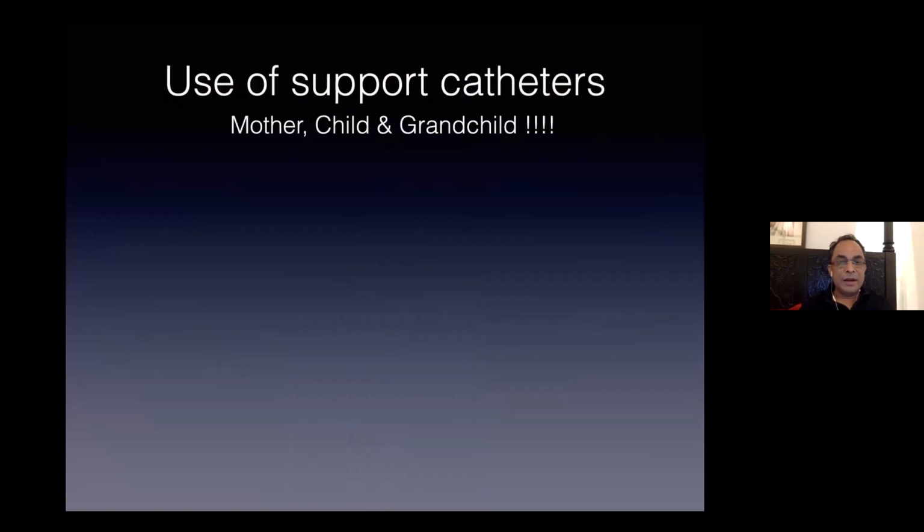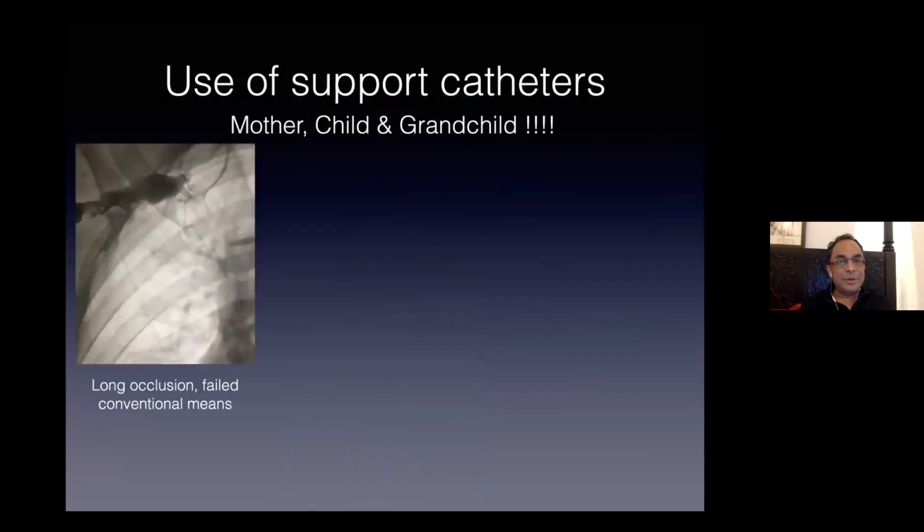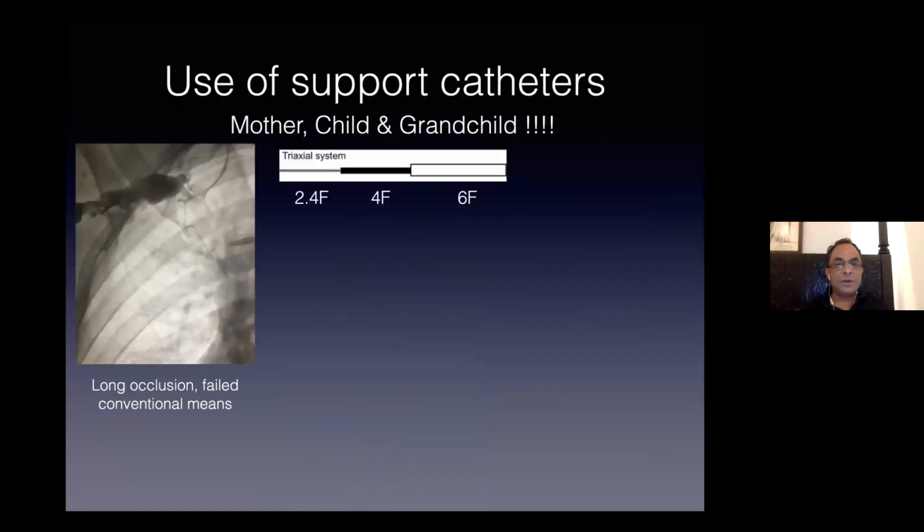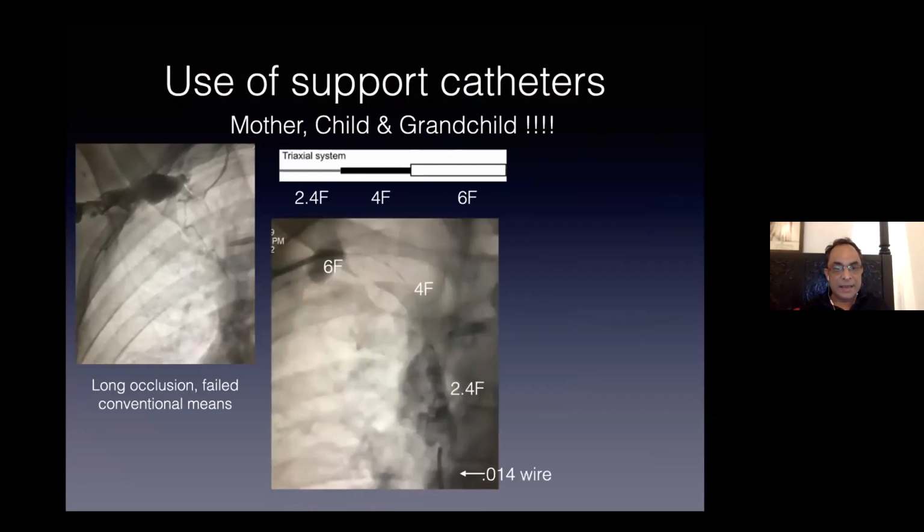Now we have also done mother, child, and grandchild, which is a triaxial system. So a 6 French catheter, through which a 6 French long sheath, through which we have put a 4 French catheter, through which we have put a 2.4 French peripheral microcatheter, and then a 014 wire. We have done both the sharp end and the soft end of the 014 wire, but this triaxial system very rarely. So this is just an example: 6 French, through which a 4 French, through which a 2.4 French, and then you are able to cross.